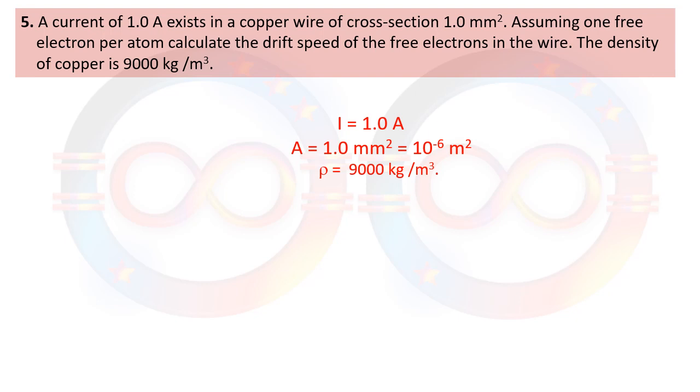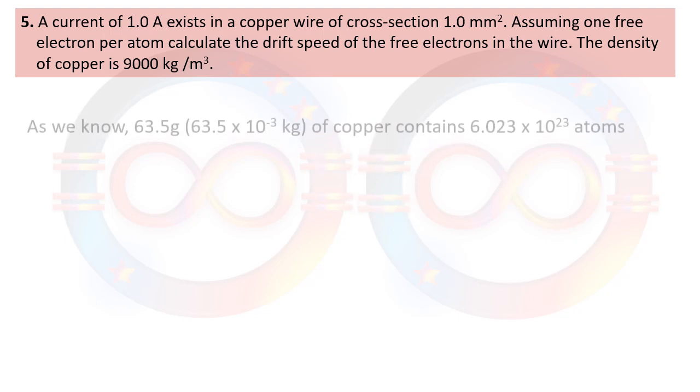Actually, this density of copper we cannot use directly in this particular question, because if we want to calculate the drift speed, the formula is I upon nAe, where n is the number of free electrons in unit volume. That is not given directly in the question, rather they have provided the density of the copper material. So first we are going to calculate the number of free electrons in unit volume, and then we can use the formula Vd is equal to I upon nAe.